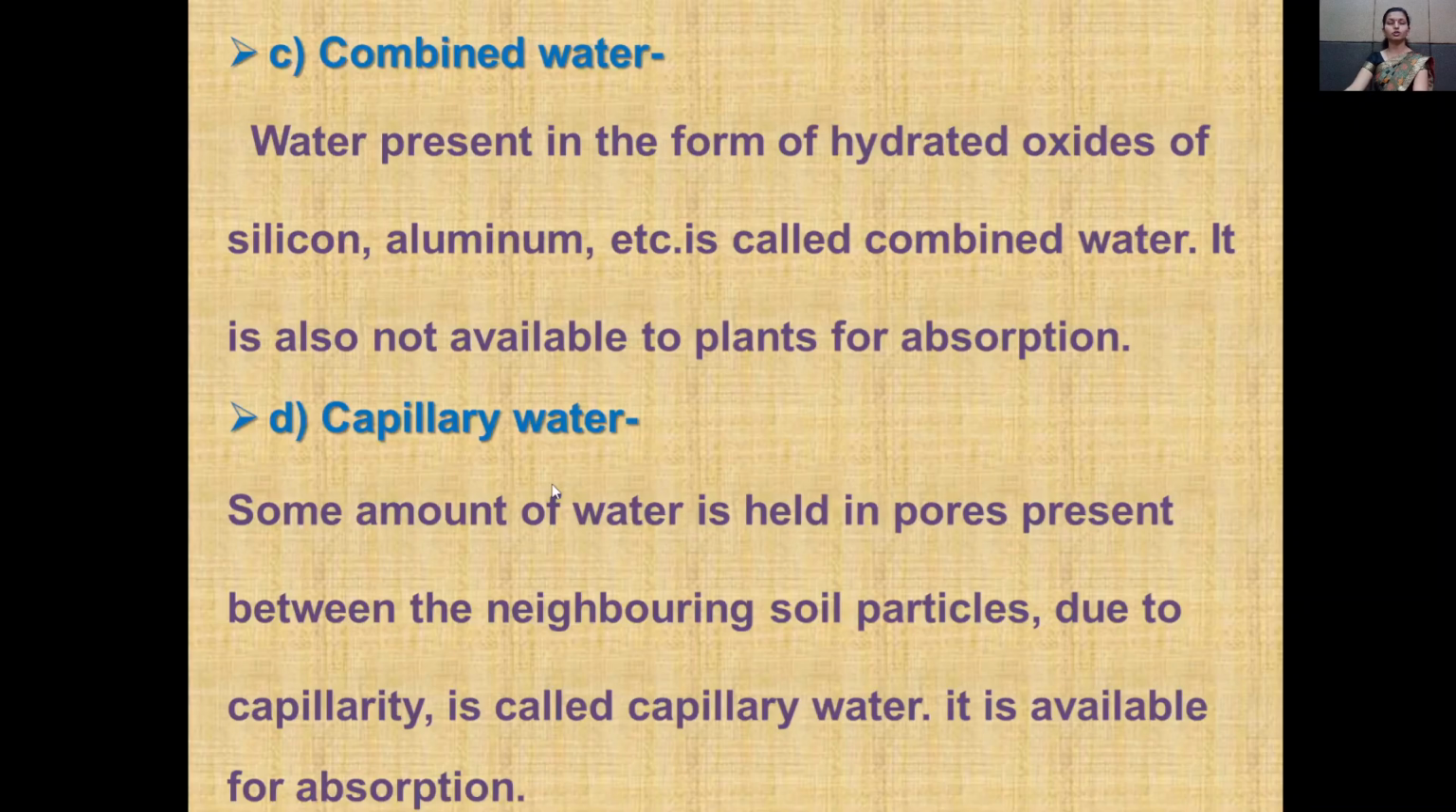And then the last water is capillary water. Some amount of water is held in pores present between neighboring soil particles due to capillarity. It is called capillary water, and it is available to plants for absorption. Out of these four waters, only capillary water is available for absorption by the plant body. So these questions will be asked in the CET exam.